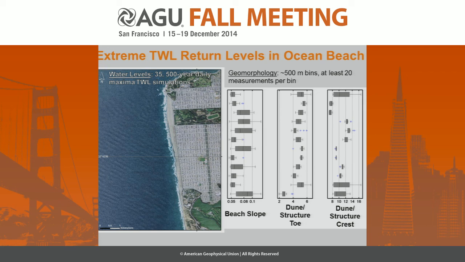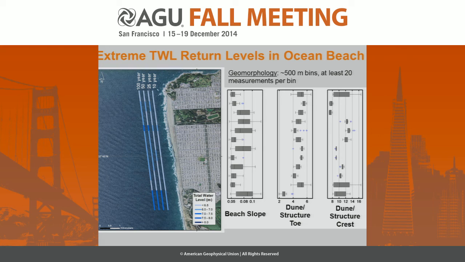So now that we have this methodology, we can apply this to Ocean Beach here in San Francisco. And so we run 35 500-year daily maxima total water simulations. And then we also extract the geomorphology from LiDAR data. So we have a beach slope, dune structure, toe, and crest. And we've binned those all into 500-meter bins along the coast that have at least 20 transects per bin.